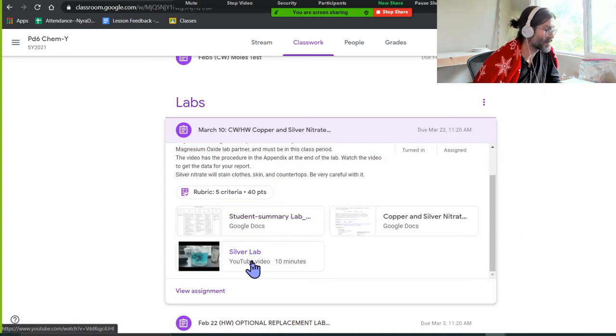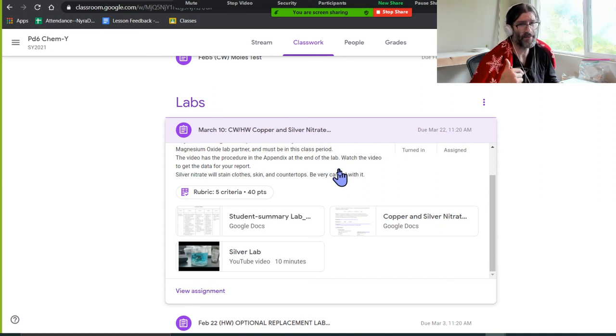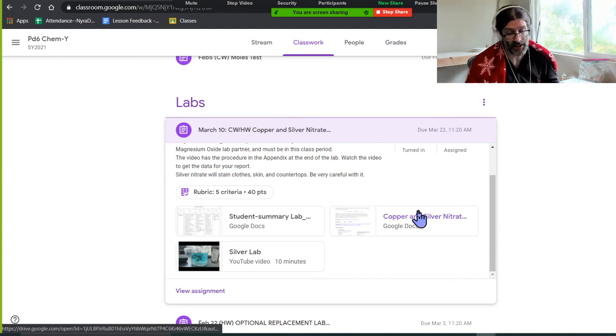There's a video, and there's a procedure in the appendix of the lab document. In the video, I follow the procedure in the appendix. There's a few things that are a little bit different because we have labware and extra chemicals that we can't send home. So watch the video to get the data for your report.